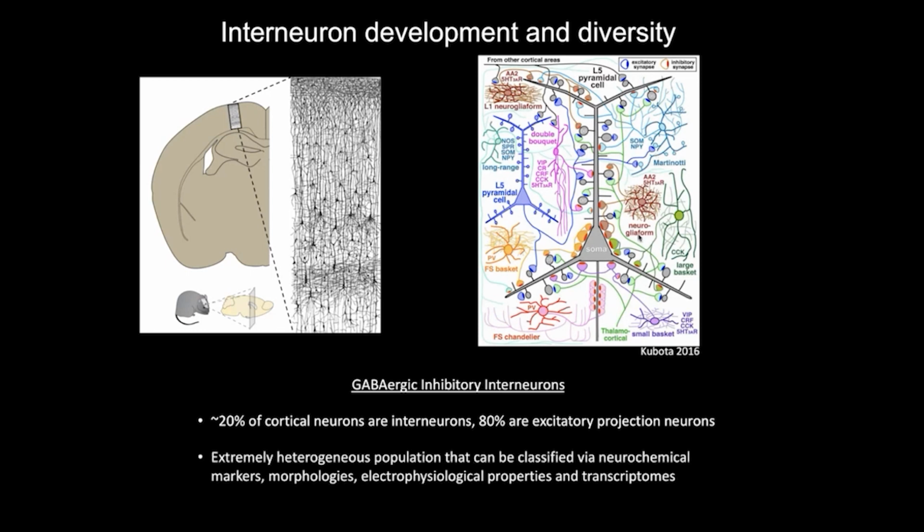And as I mentioned, this is an extremely heterogeneous population that has traditionally been classified by neurochemical markers or morphologies or electrophysiological properties, and more recently by their transcriptomes or gene expression profiles.